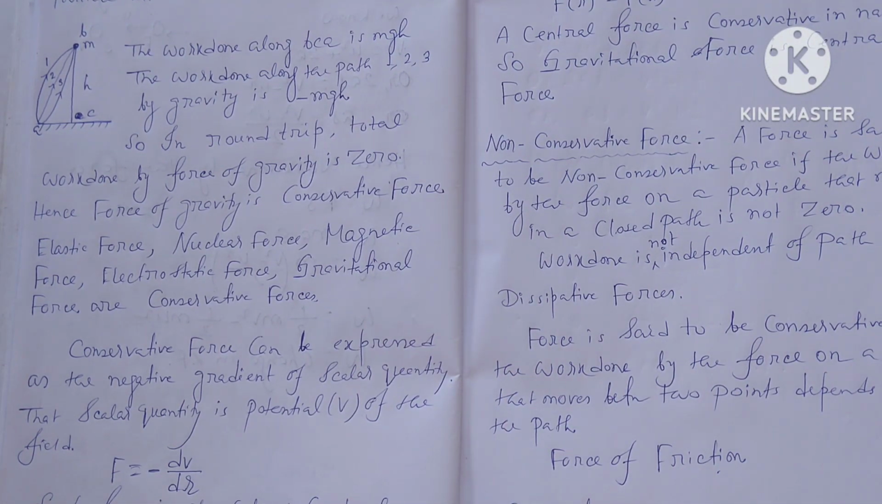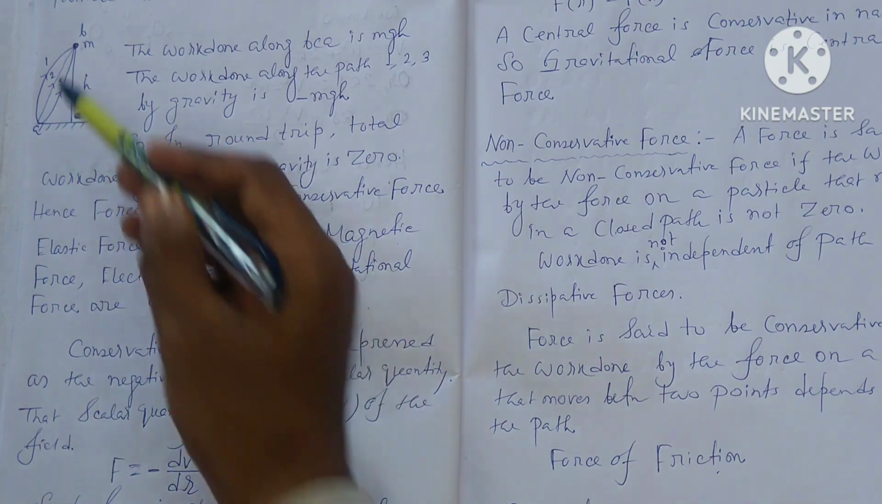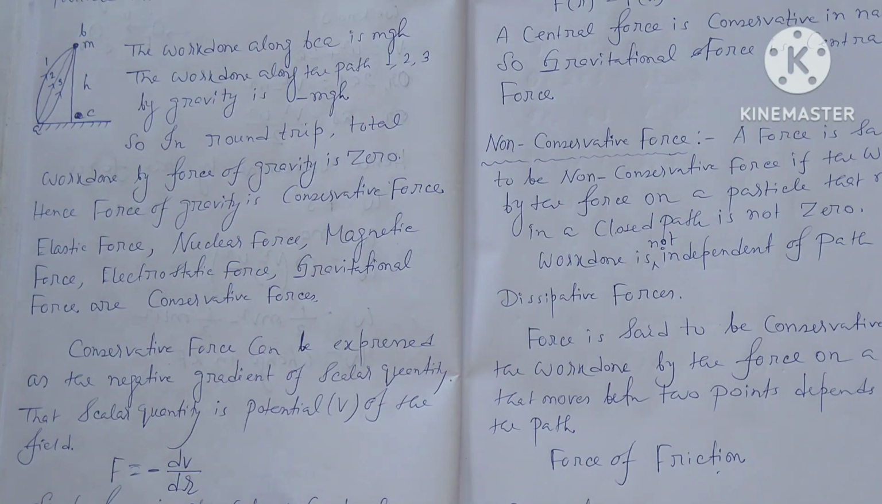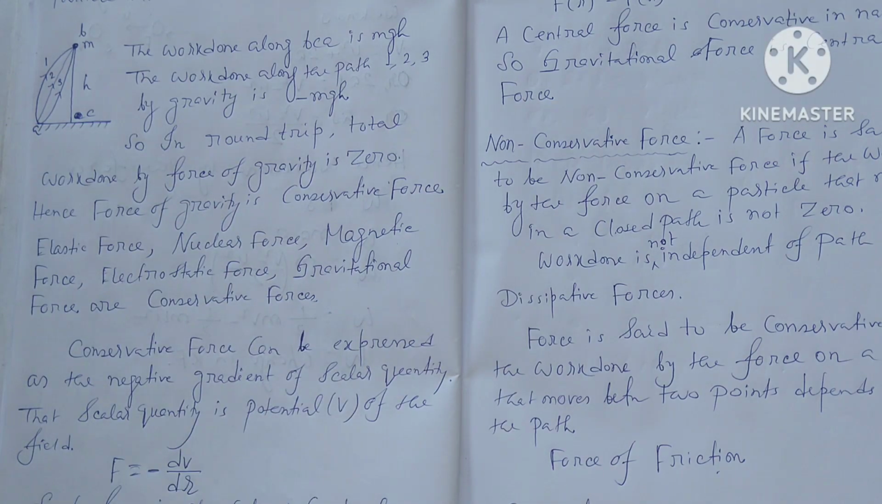In this case, we have to remember one important thing. In a conservative force, the work done depends only on the position of the points, but not on the path. Actually, in the case of a conservative force, the work done only depends upon the position of the points, but not the path. This is a very important conclusion of the conservative force.